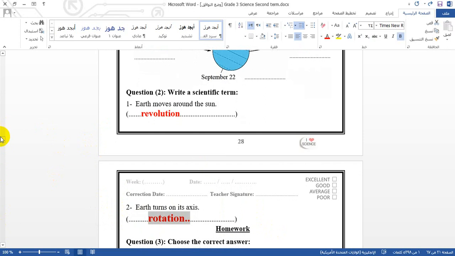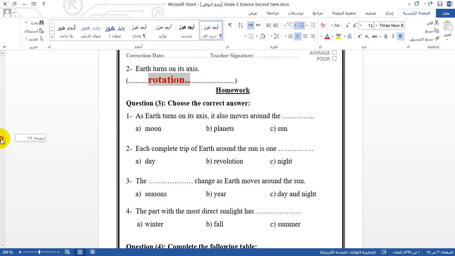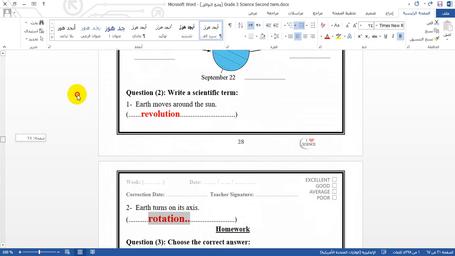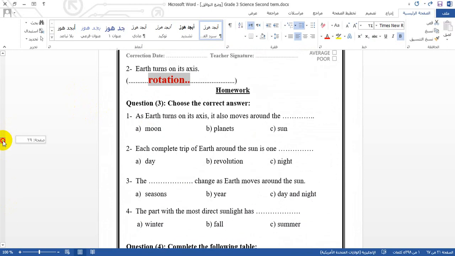Homework. Now we will solve the homework with each other. Okay, question number 3: choose the correct answer. The homework is multiple choice. You have three answers, and you have to select the correct one of them.